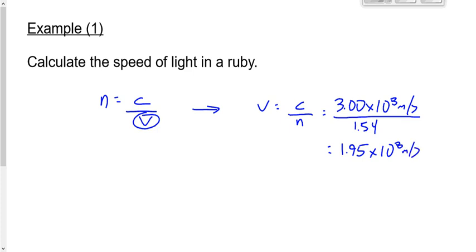You see that what's happened here, guys? The index of refraction of a vacuum was 1. Of ruby, it's 1.54. So if you go from a vacuum to ruby, the index goes up, the speed went down. Make sense? We know that the speed of light in any material has to be either equal to 3 times 10 to the 8 or less than 3 times 10 to the 8, right? And this is clearly less than 3 times 10 to the 8.